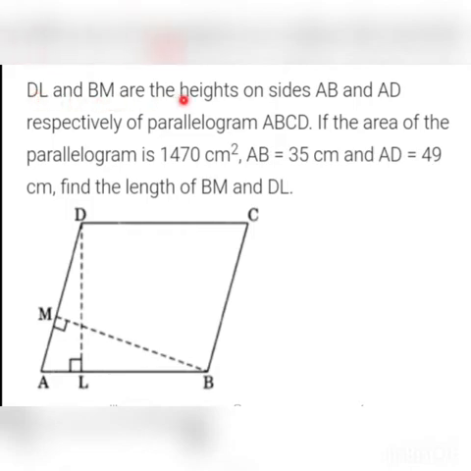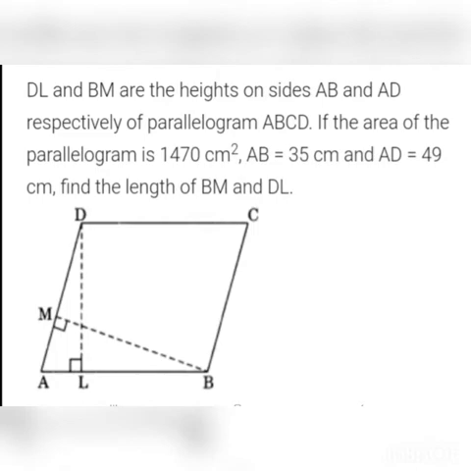DL and BM are the heights on sides AB and AD respectively of parallelogram ABCD. If the area of the parallelogram is 1470 centimeter square, AB is equal to 35 centimeter and AD is equal to 49 centimeter, find the length of BM and DL.